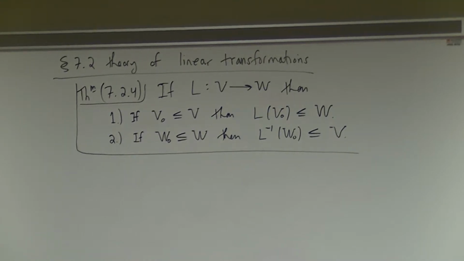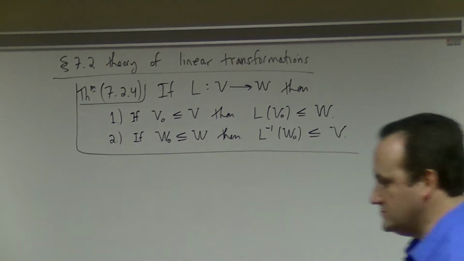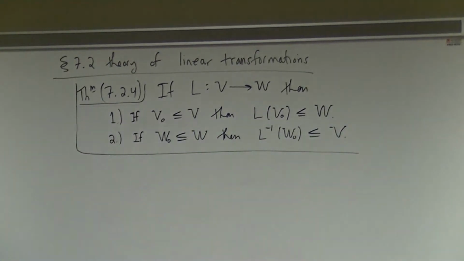So, is it saying, if this was in the context of matrices and you did a linear transformation on a matrix, that would be a subspace of W, and then the inverse of that matrix would also be a subspace? Is that kind of what it's saying?